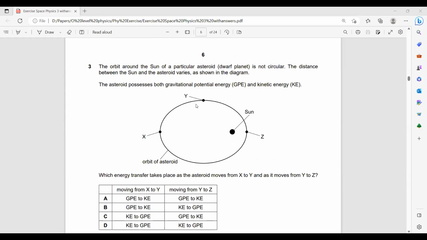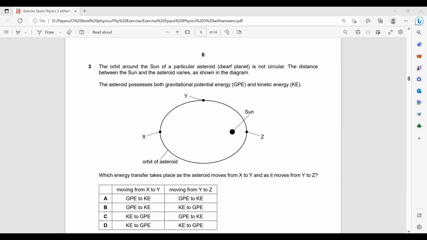So in question 3, the orbit around the Sun of a particular asteroid or dwarf planet is not circular. The distance between the Sun and the asteroid varies, as you can see. The asteroid possesses both gravitational potential energy and kinetic energy. Which energy transfer takes place as the asteroid moves from X to Y and then from Y to Z?